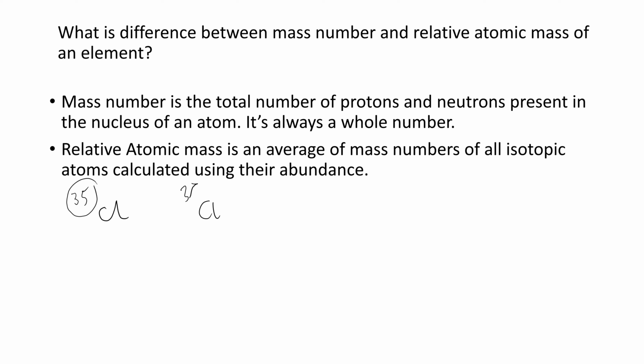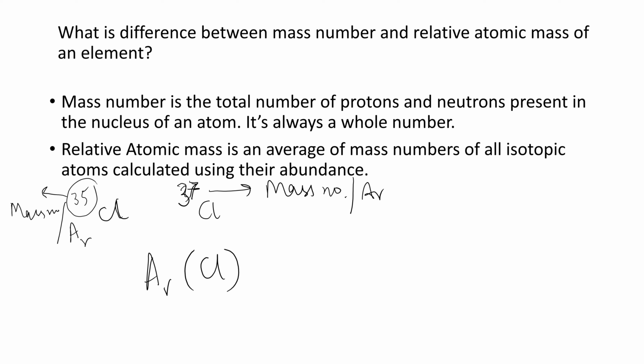35 is the number of protons and neutrons in this isotope of chlorine. So this is its mass number and this is also its relative atomic mass. For the other isotope of chlorine, which is chlorine-37, 37 is the mass number and it is also the relative atomic mass of this isotope. For calculating relative atomic mass of element chlorine, we need to know their relative abundance first. Chlorine-35 has an abundance of 75% and chlorine-37 has an abundance of 25%.